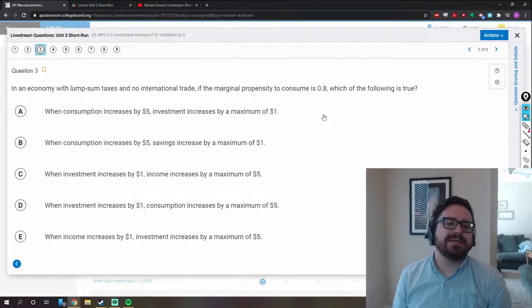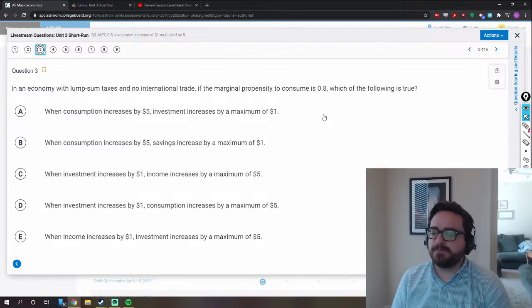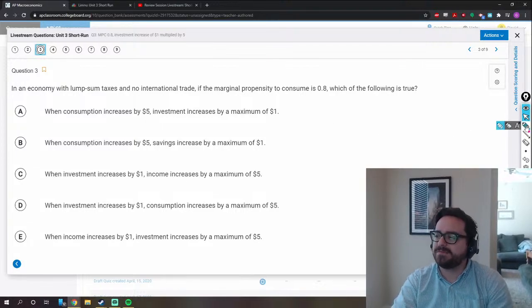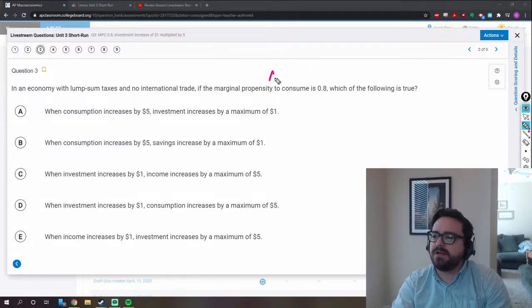Okay, we got an MPC multiplier question. In an economy with lump sum taxes, you don't have to worry about that. Technically speaking, they can throw that in there. Don't sweat that. And no international trade. Okay. If the MPC is 0.8, which of the following is true? Okay, some things that I already know. When I see this, I can write some stuff down. My MPC is 0.8. MPS is 0.2.